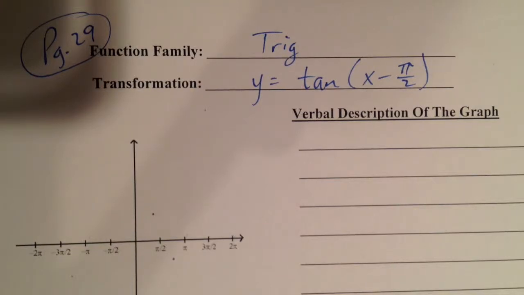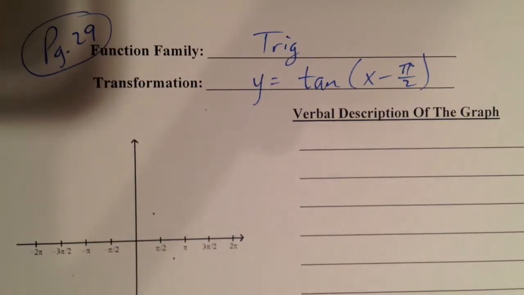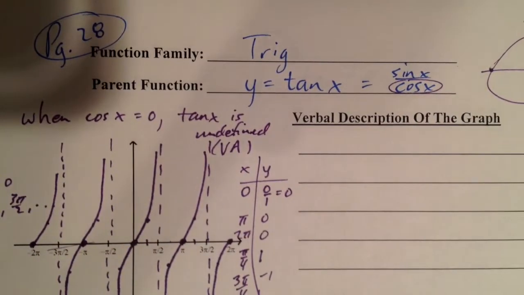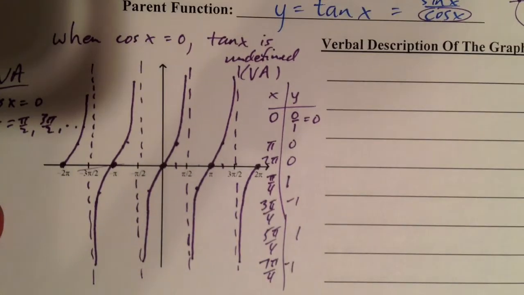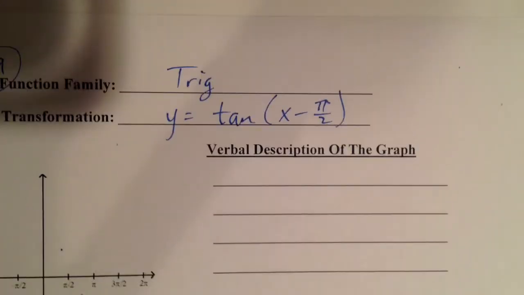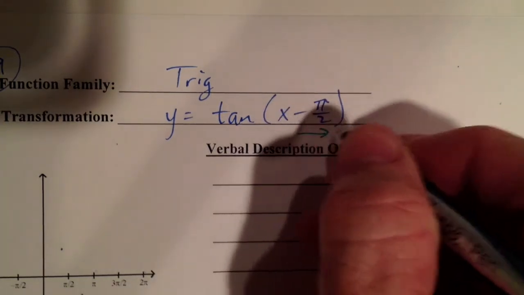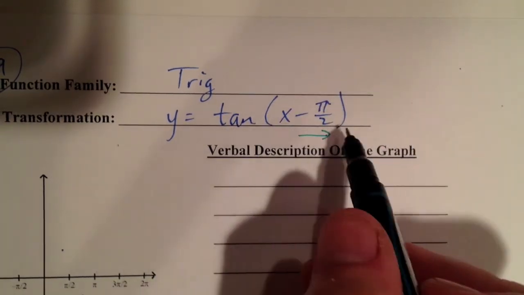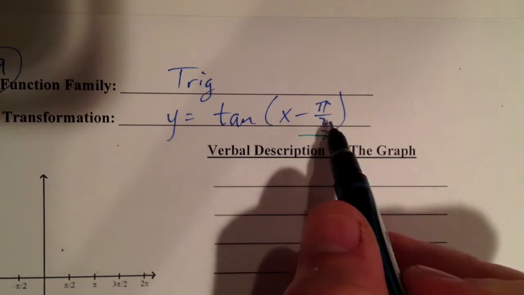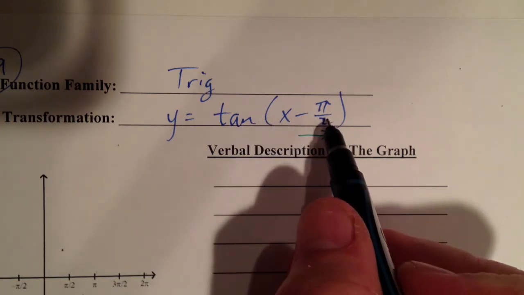I think in order to do page 29, the transformation of the tangent of x, it would be easier just to look at the tangent of x that we just drew, and understanding the same way that we've transformed graphs before, we know that we just take the graph of the tangent of x and we shift everything to the right pi over 2 radians.